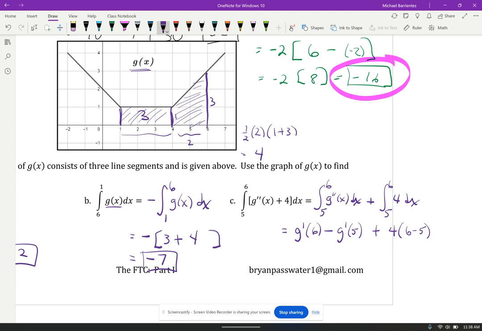Well, wait a minute. We are not given the graph of g prime. We're given the graph of g. So what does g prime of 6 represent? Oh, it represents the slope of this graph. So when I'm looking for this, I'm really looking for the slope at 6. At this point, what would be the slope of this line? Well, it looks like it's just 1. So g prime of 6 is 1, minus g prime of 5.